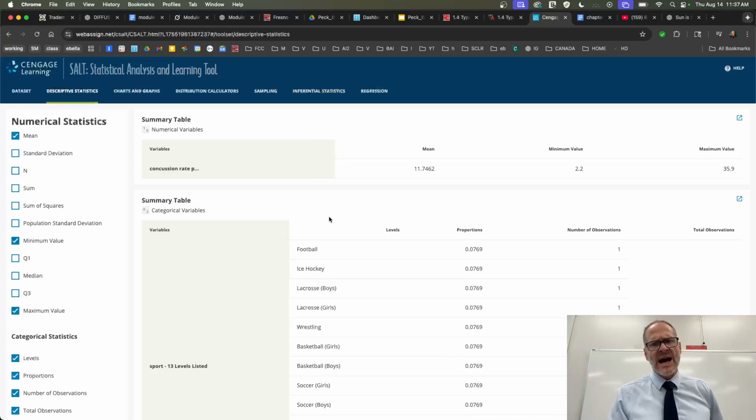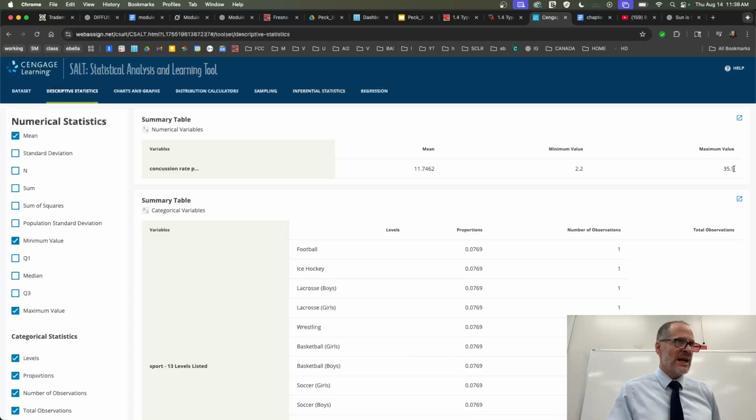But the mean is the average. So on average, and in statistics we call that the mean, there's like 11.7 concussions. Okay, that's the average. That's the mean. And the minimum value is 2.2 and the maximum value is 35.9. So here we're starting to describe the numbers that we've gotten from a study, descriptive statistics. And starting to allow us to understand the world.